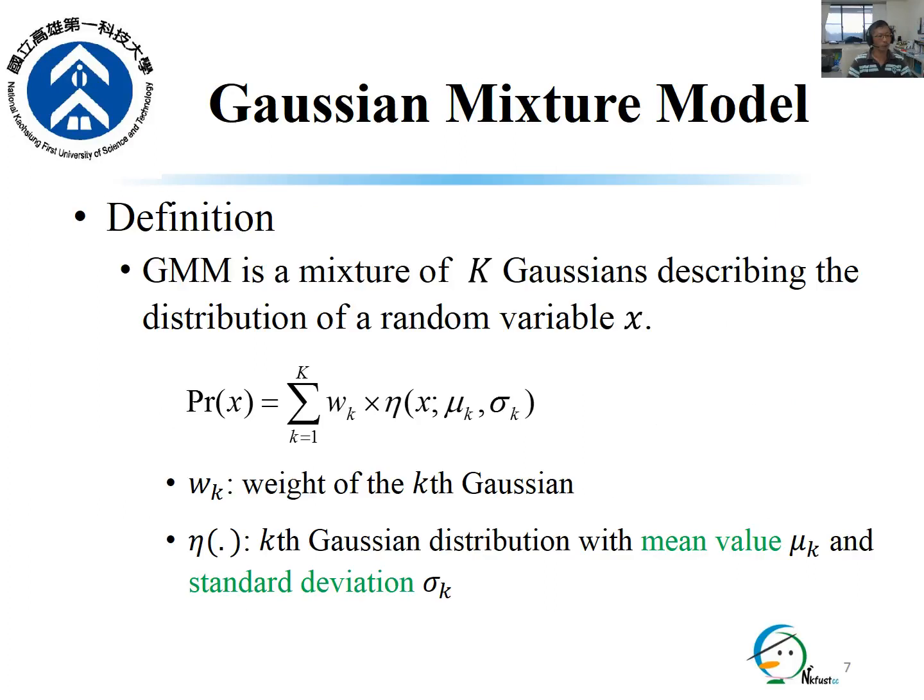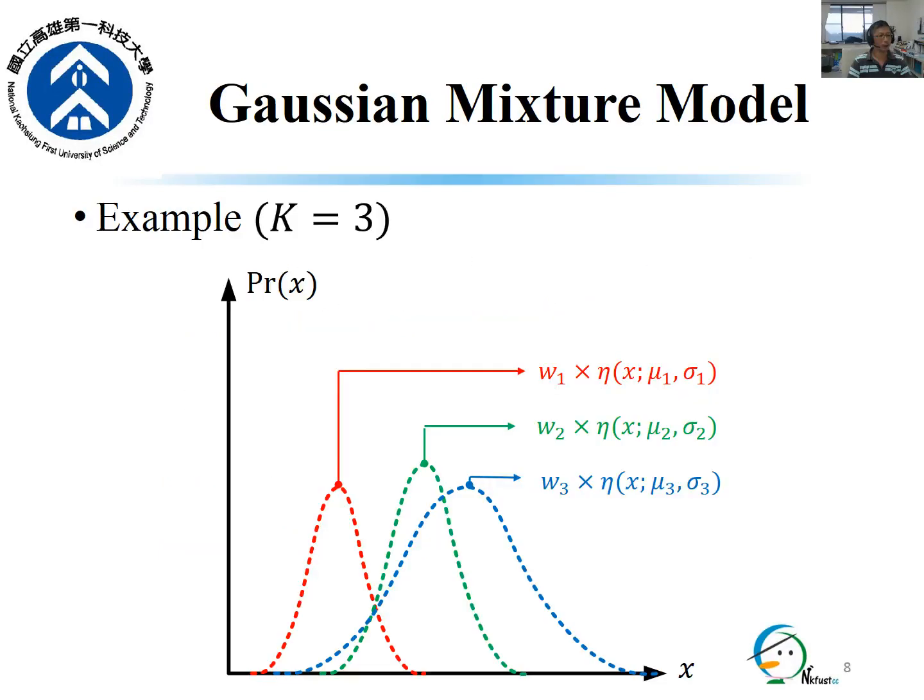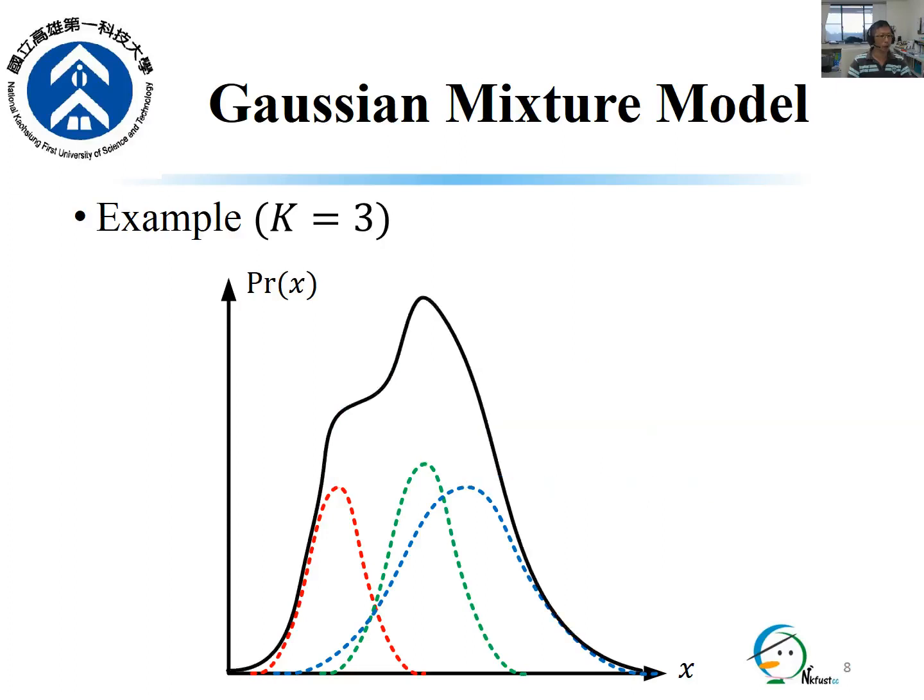As for Gaussian mixture model, it is defined as a mixture of k Gaussians, where w sub k is the weight of the kth Gaussian. The summation of all weights has to be 1. In other words, GMM is the weighted summation of k Gaussians. For example, if the distribution of X is described by 3 Gaussians, its actual distribution is the summation of these 3 ones, as the black line shows you here.